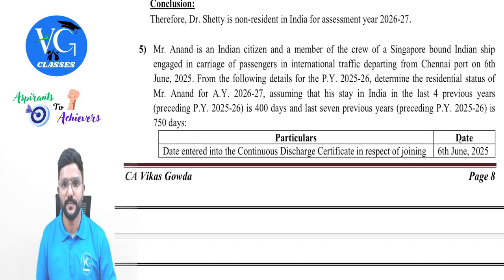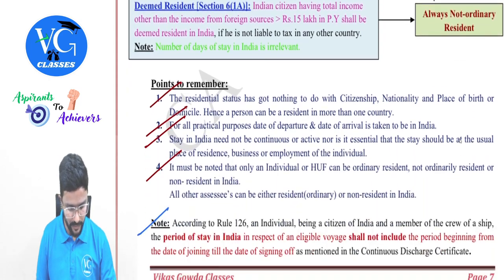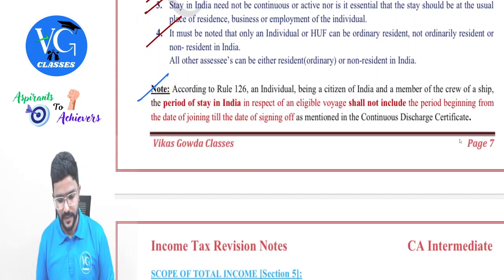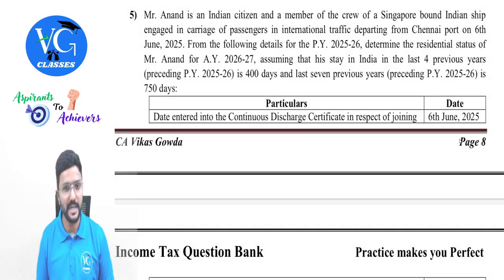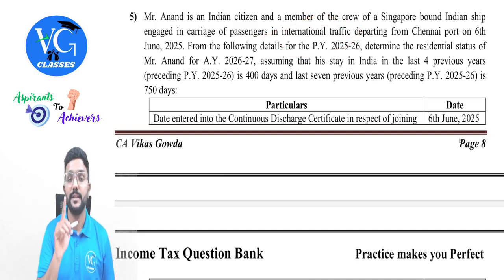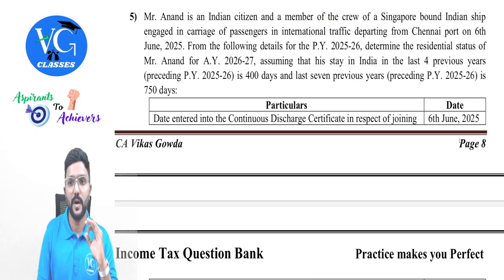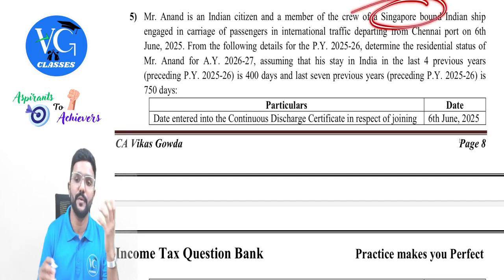Is that clear? Yes. And the fifth question is actually on Rule 126, which I have given at the bottom. Rule 126. So I will quickly just tell about the calculation. Mr. Anand is an Indian citizen and a member of the crew of a Singapore-bound Indian ship engaged in carriage of passengers in international traffic. So is it an eligible voyage? Yes. Departing from Chennai port on June 6, 2025. Okay, guys. So the origination port is in Chennai, whereas the destination is in Singapore, guys.